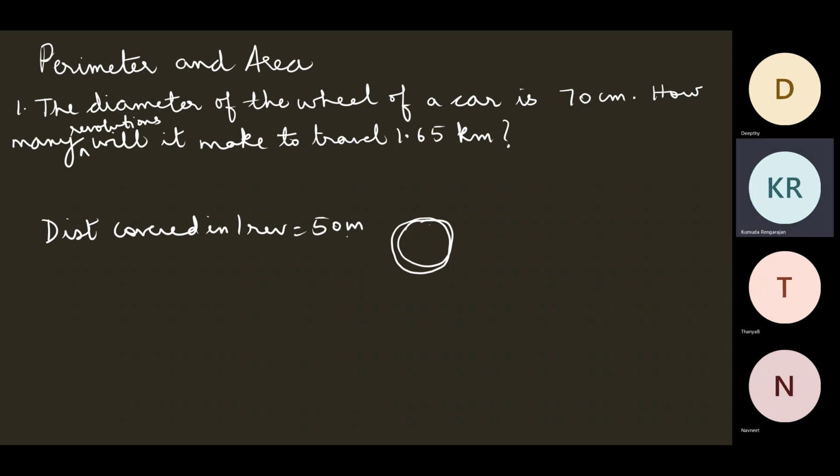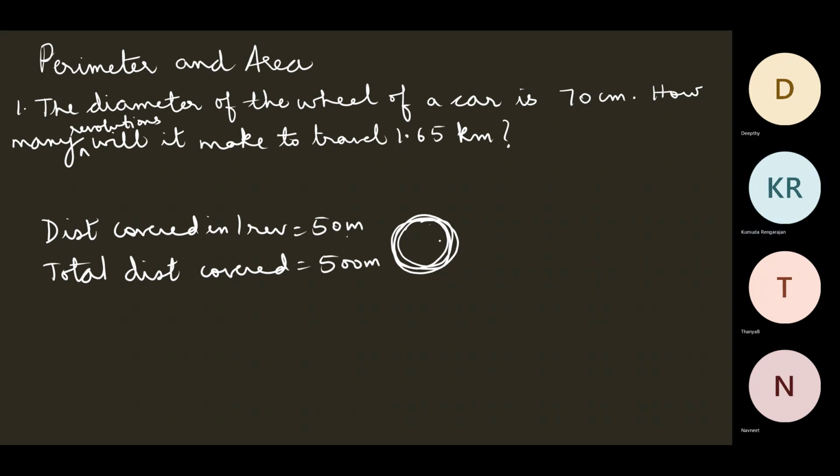Now, you want to make this bangle move on the ground till it covers a distance of 500 meters. So total distance covered is equal to 500 meters. If you turn the bangle once on the ground, if it makes one revolution, it covers 50 meters. Then how many revolutions will it make to cover 500 meters?